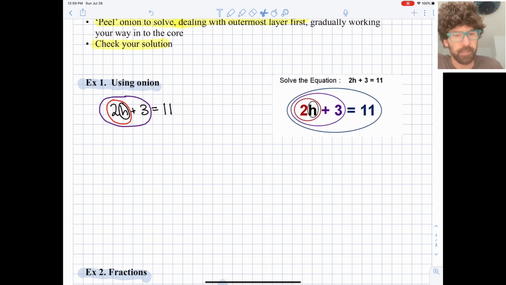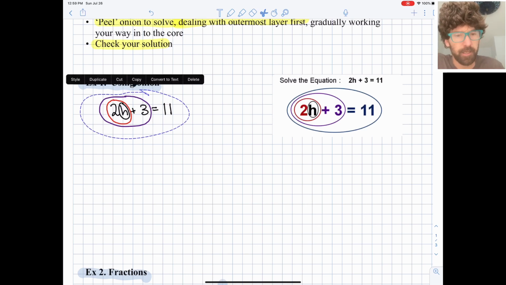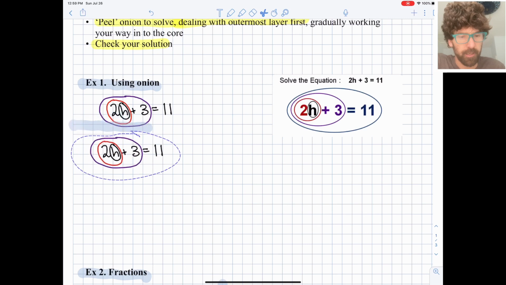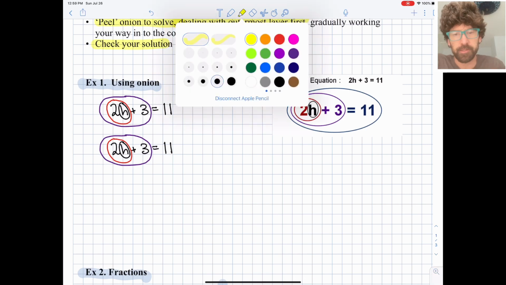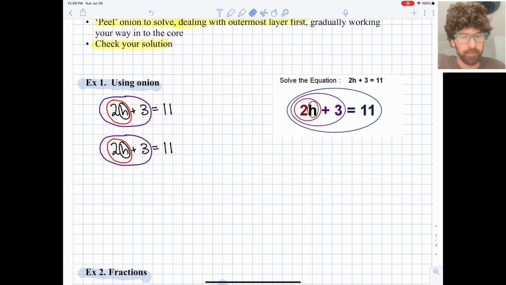Let me actually copy that here, and we can work on gradually peeling the onion. Okay, so let's peel our outermost layer, and that is the purple circle. So we will peel that away, and the 3 is available to us. So let's work on dealing with the 3. Let's subtract the 3 from both sides. And that gives us an 8 over on the right.